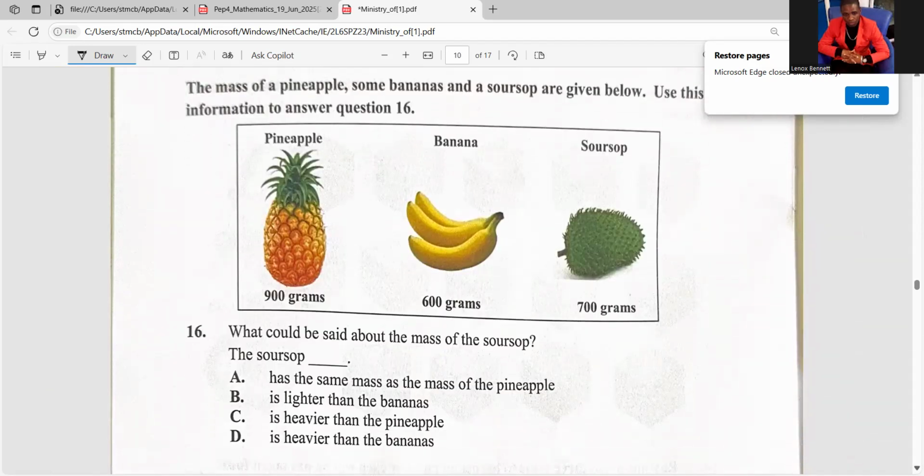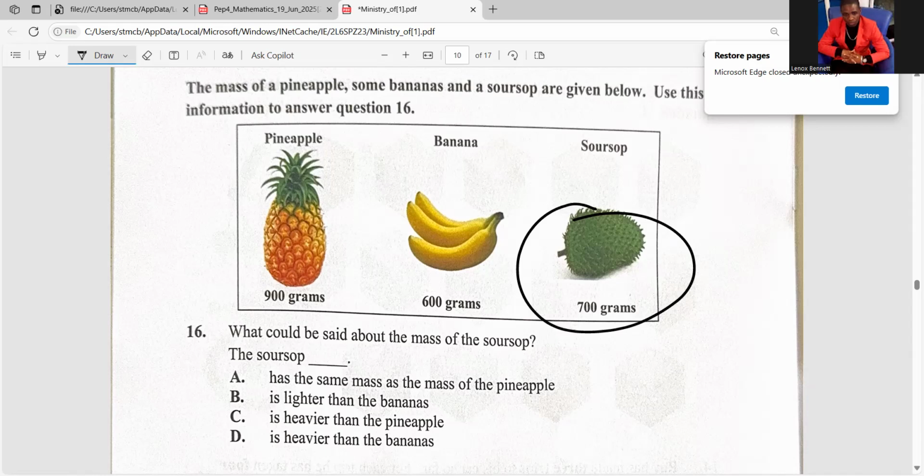The mass of a pineapple, some bananas, and a soursop are given below. Use it to answer question 16. All right, so the pineapple, 900 grams, the banana, 600 grams, and the soursop, 700 grams. What could be said about the mass of the soursop? The soursop is basically 700 grams. All right. What could be the mass of the soursop?